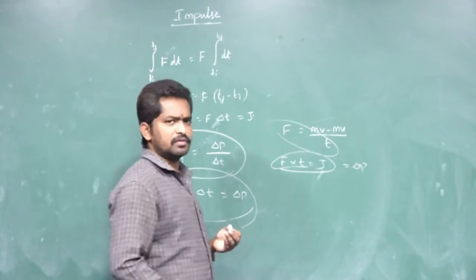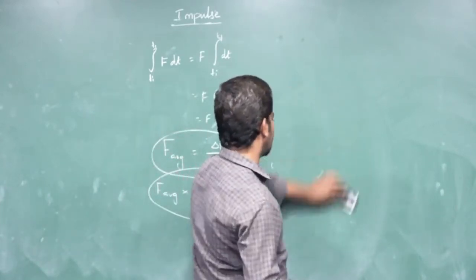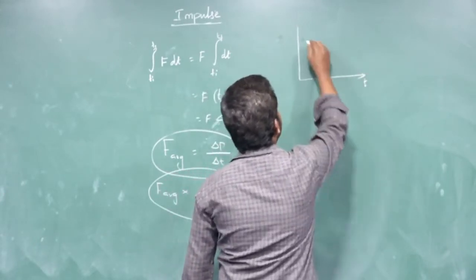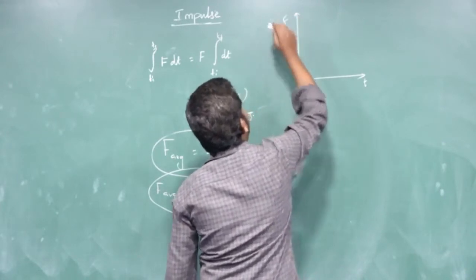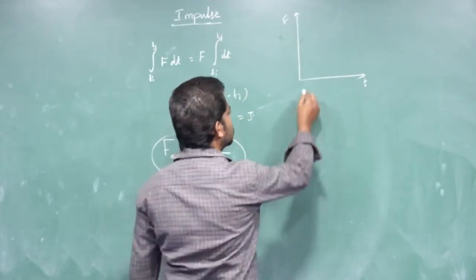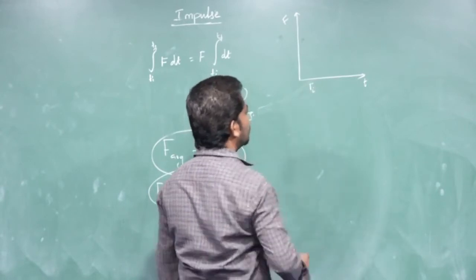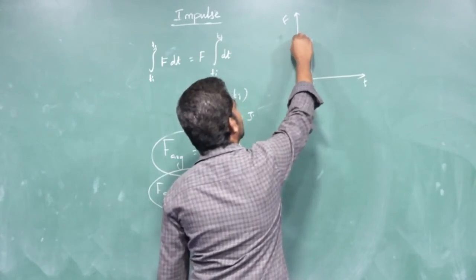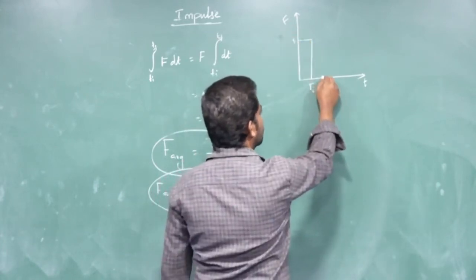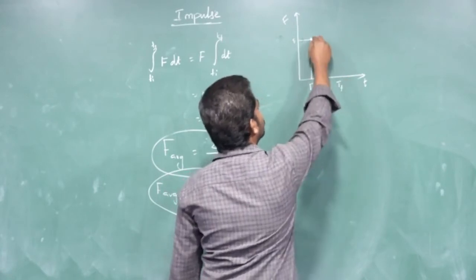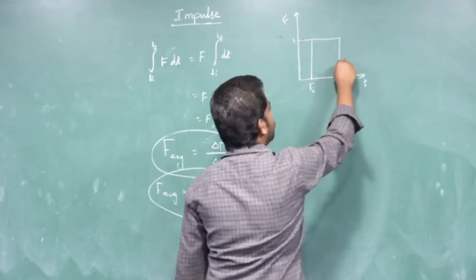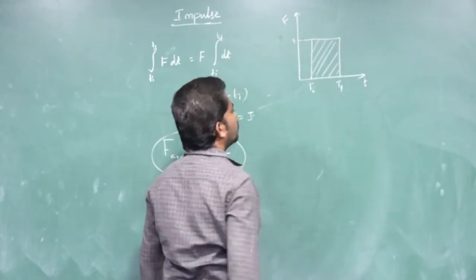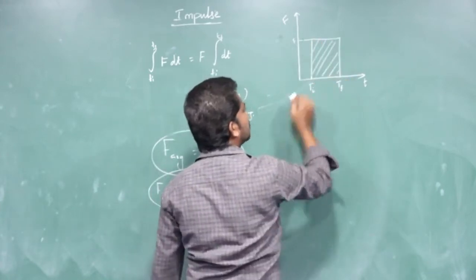Draw your two graphs. One is for a constant force, another is for a variable force. First, take the constant force against the time period, with time on the x-axis and force on the y-axis. At the initial time TI, the force is at this point. After the final time TF, the force is still constant. The area under the graph is the rectangle we take.